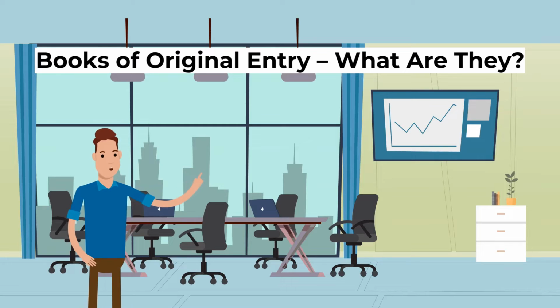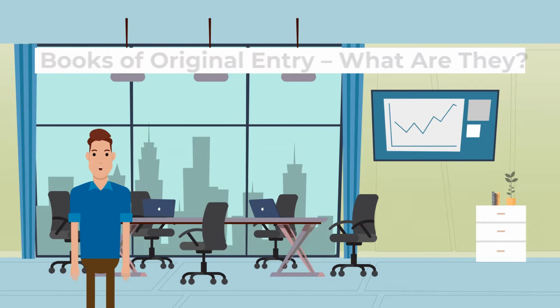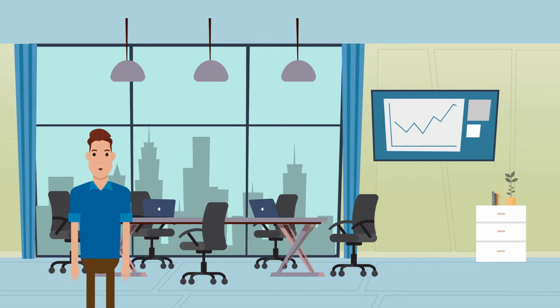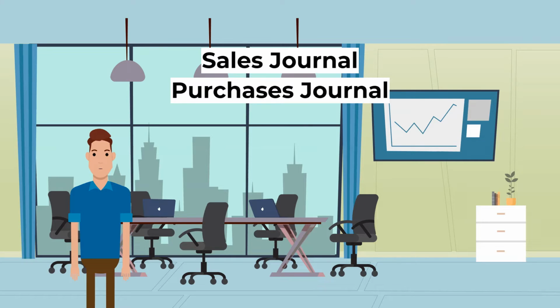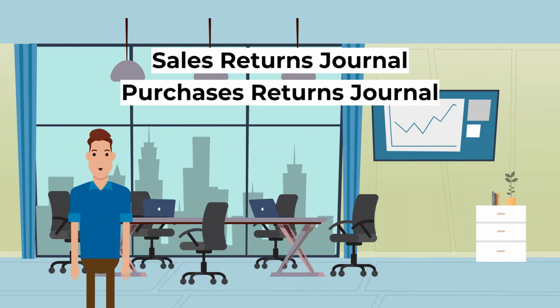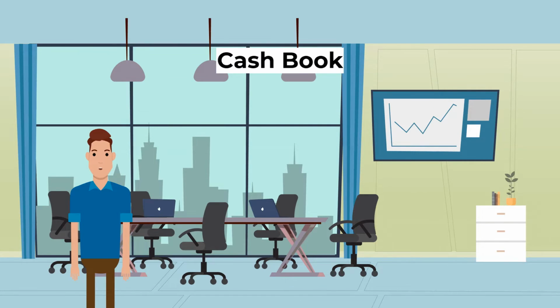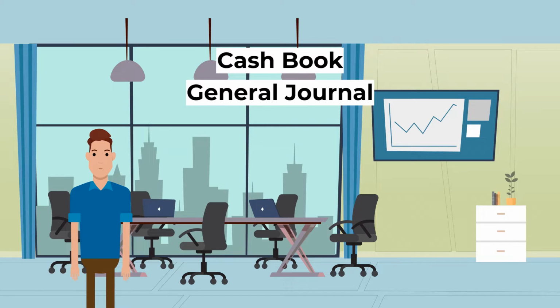Every financial transaction must first be recorded somewhere before being classified and summarized. That's where the books of original entry come in. Books of original entry are the first place transactions are recorded before they are transferred to ledgers. These include Sales Journal, records all credit sales. Purchases Journal, records all credit purchases. Sales Returns Journal, records goods returned by customers. Purchases Returns Journal, records goods returned to suppliers. Cash Book, records all cash and bank transactions. General Journal, used for special transactions, like depreciation or correcting errors.